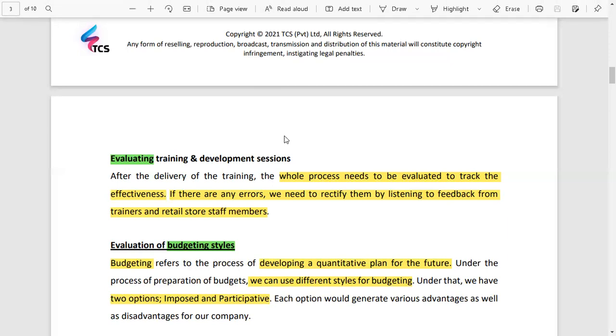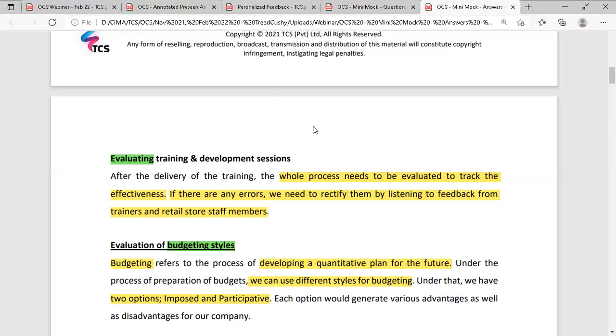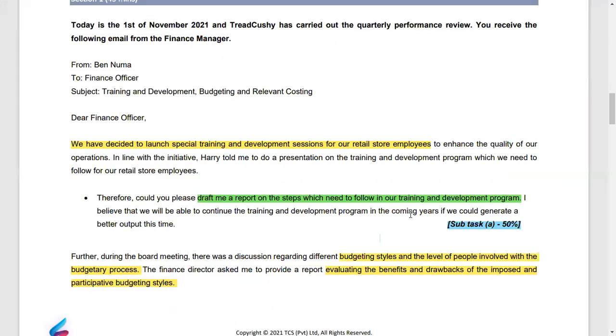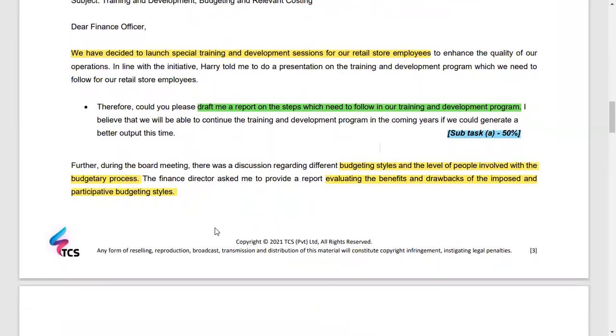So that's the type of answer you need to provide for the first part of the question, which is about the training and development program. Then I'm moving on to the second part.